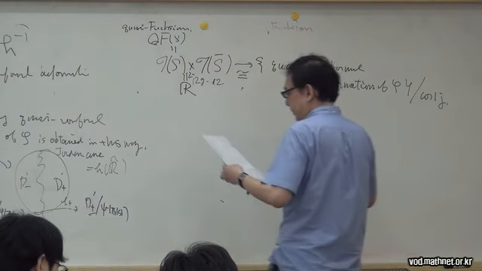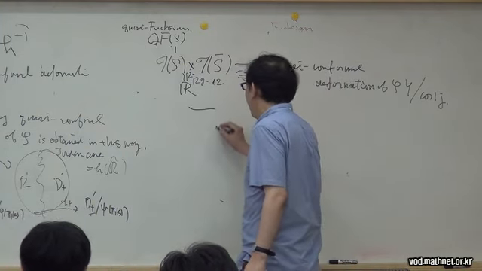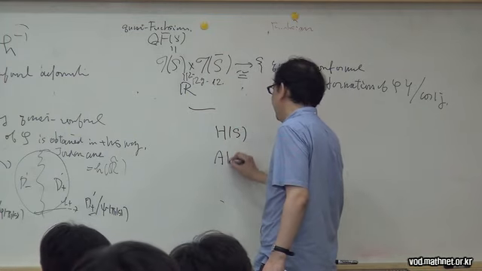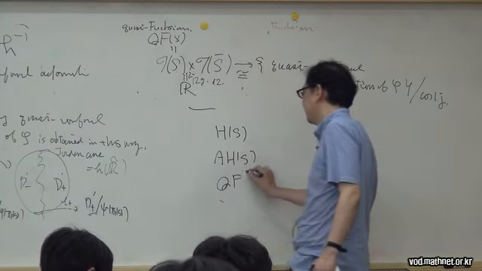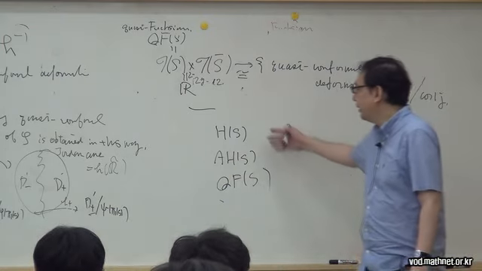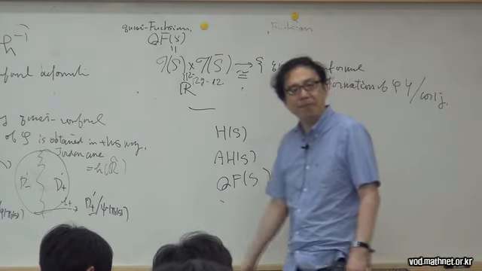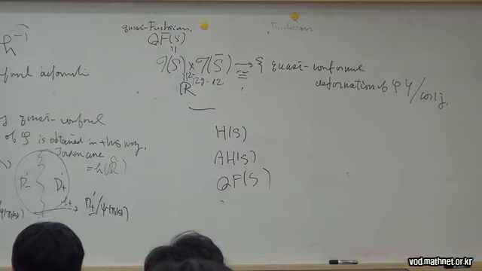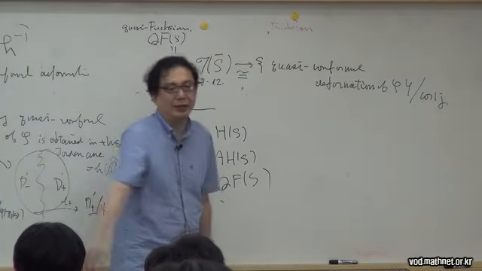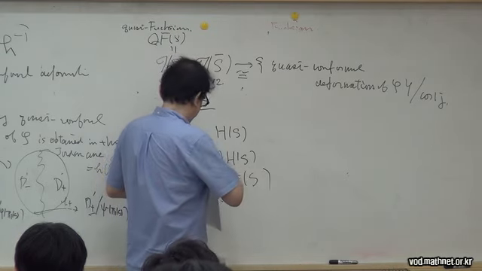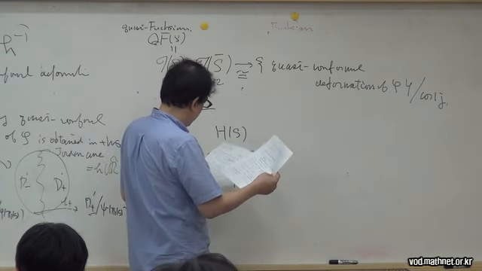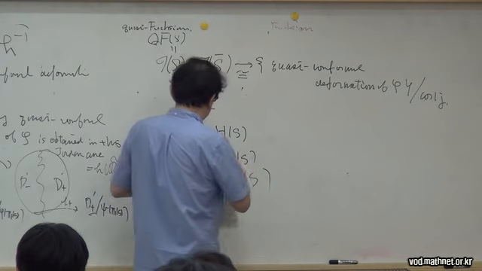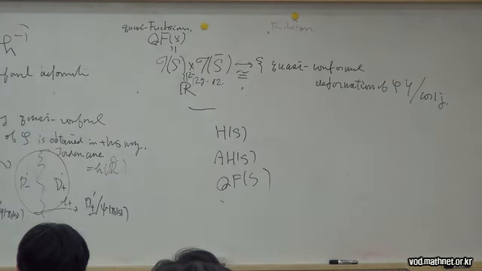So now, we have three spaces, T of S, AH of S, and QF of S. Okay. So in dimension 2, these three are the same. So now we turn to look at the relation between these three in the case of dimension 3. So did I put the 3 here? Not here, probably. I'm not sure. No. Okay.